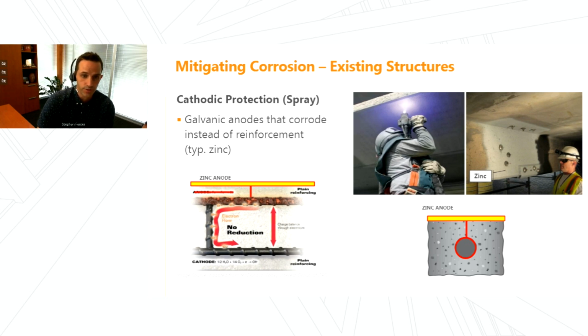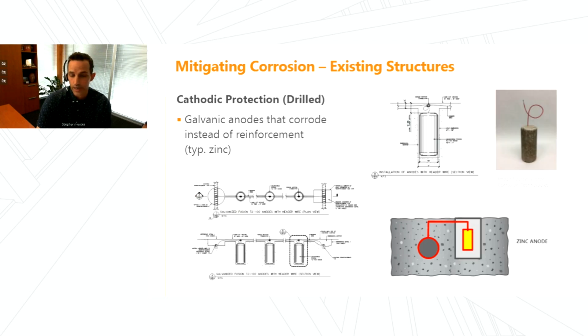You can also use drilled in systems where now you're embedding the zinc within the structure itself, and again making a connection to the reinforcing steel. And again, the goal on all that, say an example where you've already got some contamination and corrosion maybe is about to start or will start, or in some cases maybe it's already started in some areas, is that now you're providing the zinc to be the metal that corrodes instead of the reinforcing steel.